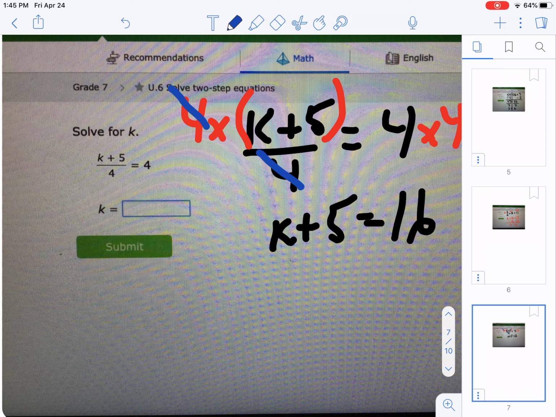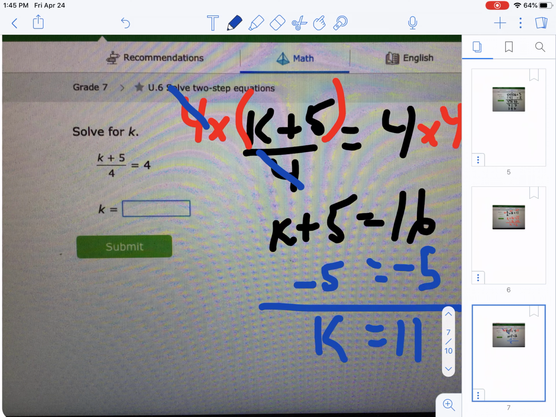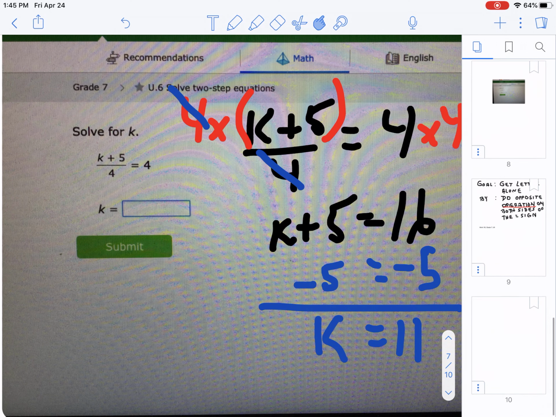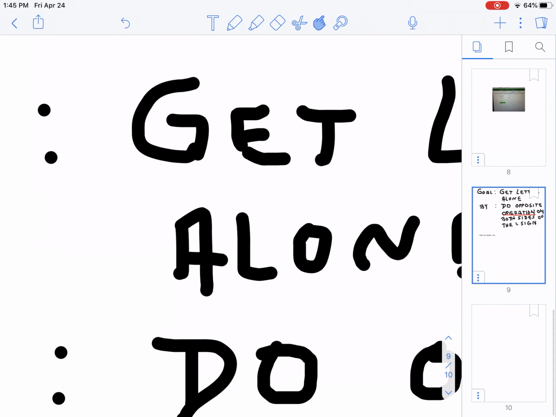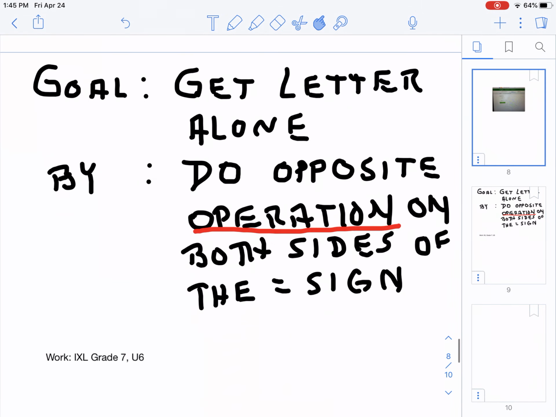Now to get k by itself, we take away 5 from the left side, and that leaves us with k. But to keep things balanced, we also have to take away 5 on the right side, so k equals 11. Okay, so the goal again is to get the letter alone by doing the opposite operation on both sides of the equal sign. Your work for today is IXL Grade 7, U6.